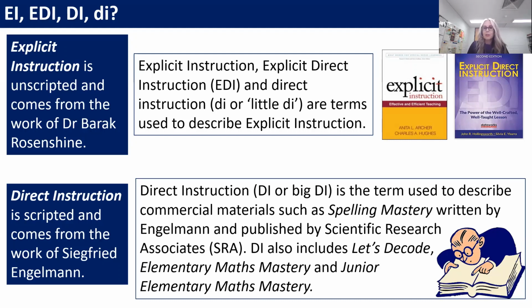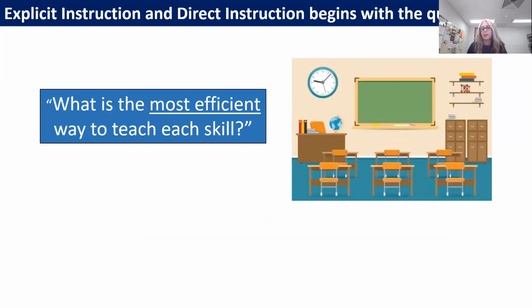Whereas direct instruction, capital D, capital I, big DI as it's often referred to, commercial materials like Spelling Mastery, Reading Mastery, Corrective Reading, Connecting Maths Concepts, they come out of Science Research Associates, the publishing arm of the work of Siegfried Engelmann. So I use something called Let's Decode, which we'll look at in just a moment. And there's also the work of Dr. Rhonda Farquhar, who is Australian and has books on elementary maths mastery and junior elementary maths mastery that, like Let's Decode, is semi-scripted. So they fit into the category broadly of direct instruction, both of which have good research support behind them.